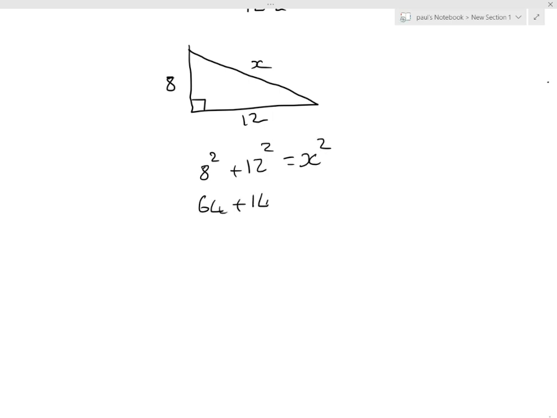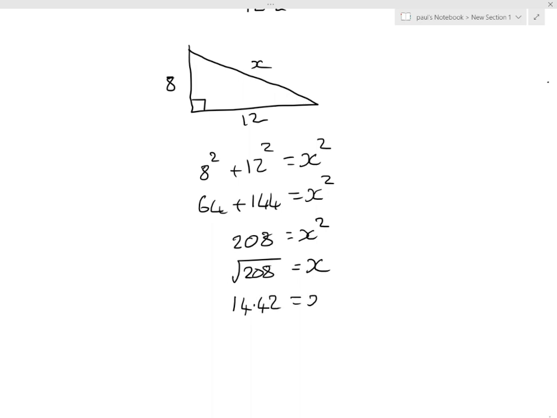64 plus 144 equals x squared. So it's 208 equals x squared. So the square root of 208 equals x, which is 14.42. 14.42 equals x, and this would be centimeters or meters, so don't forget that. And I've just done that to 2 decimal places.